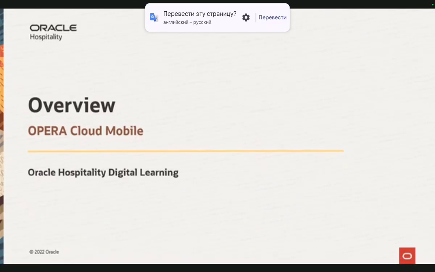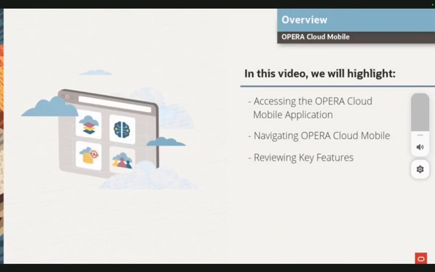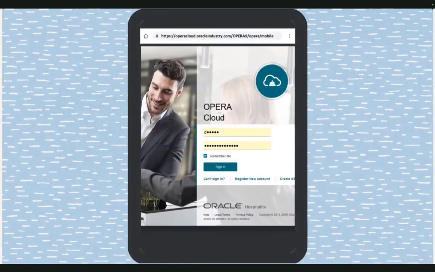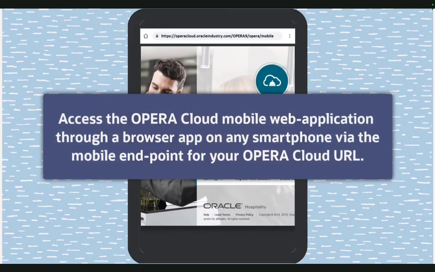Overview: Opera Cloud Mobile. In this video, we will highlight accessing the Opera Cloud Mobile application, navigating Opera Cloud Mobile, and reviewing key features. The Opera Cloud mobile application extends key Opera Cloud features to mobile devices such as smartphones and tablets. The Opera Cloud mobile web application is accessible through a browser app on any smartphone via the mobile endpoint for your Opera Cloud URL.